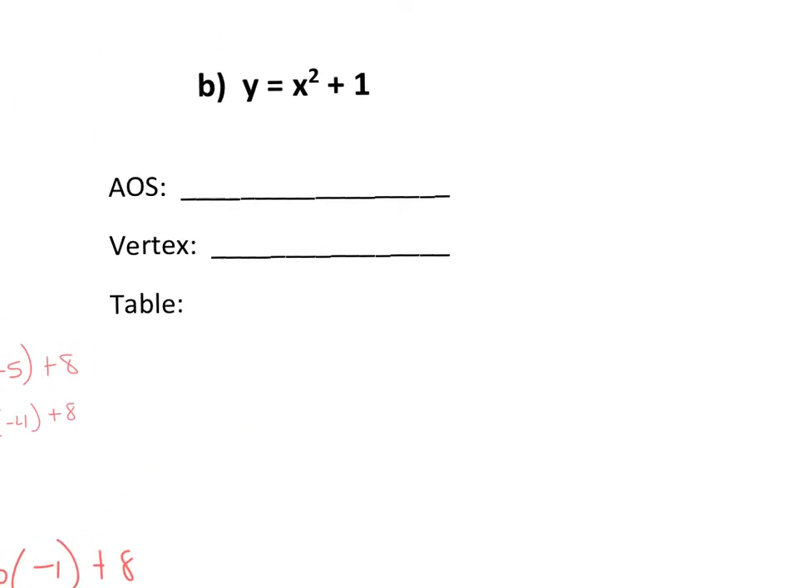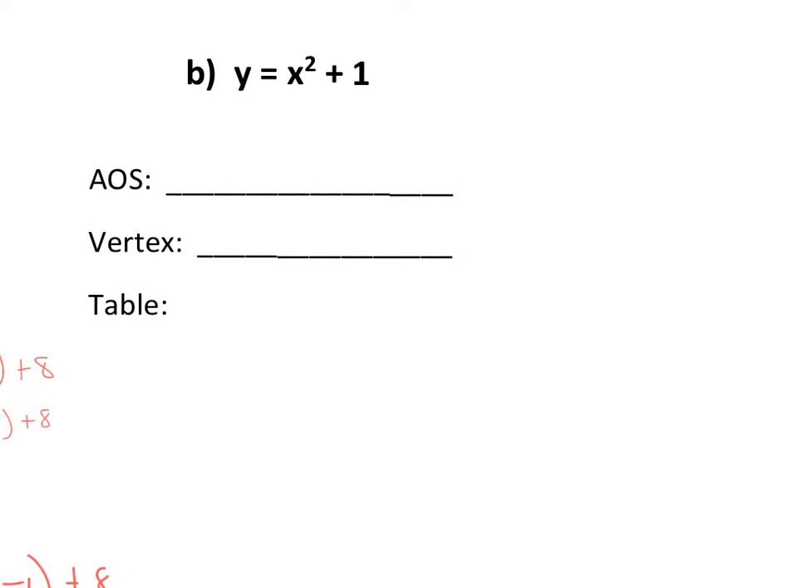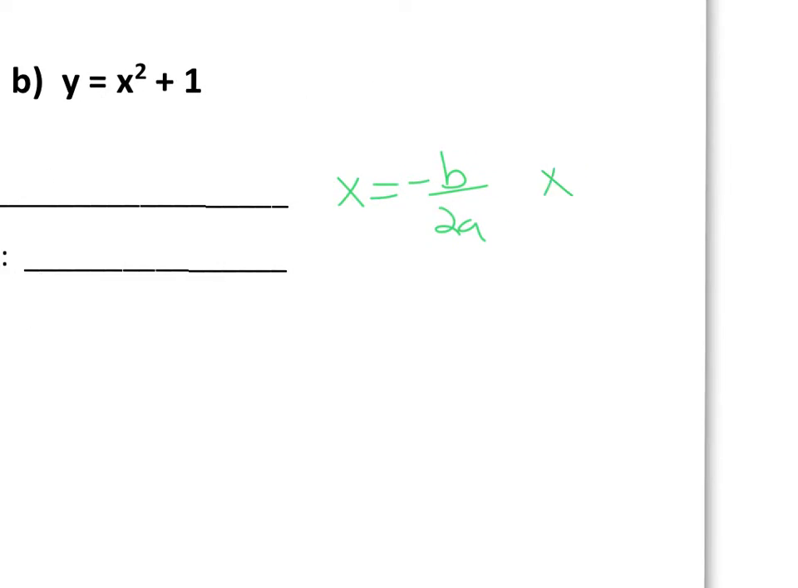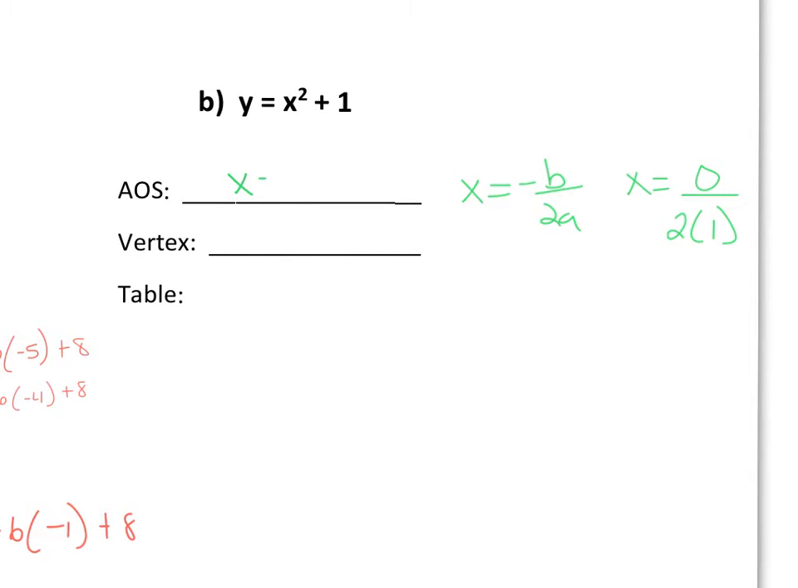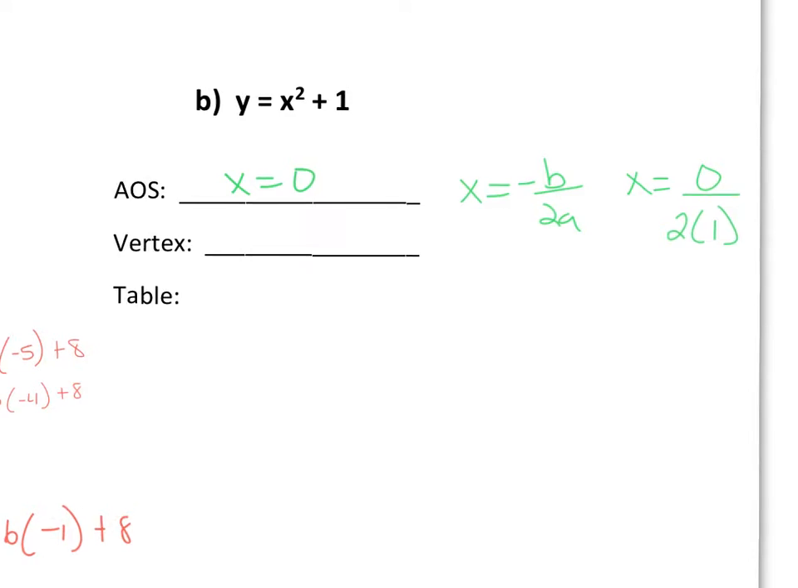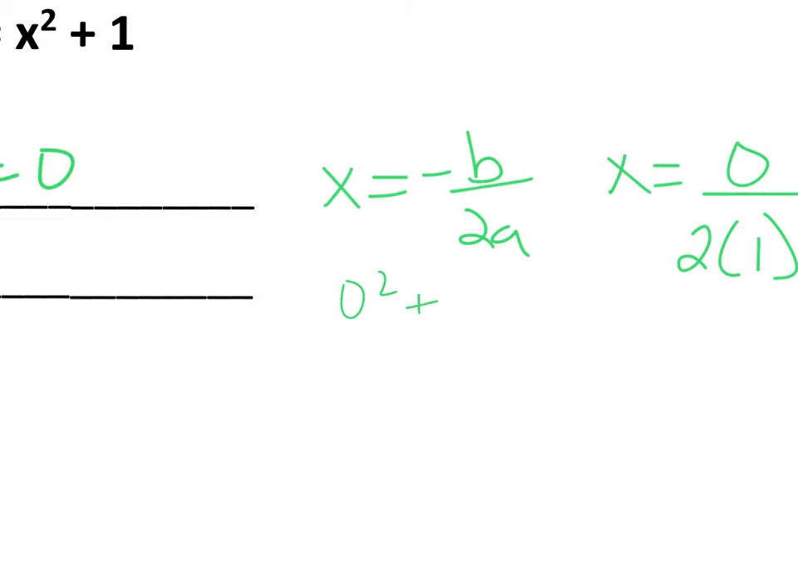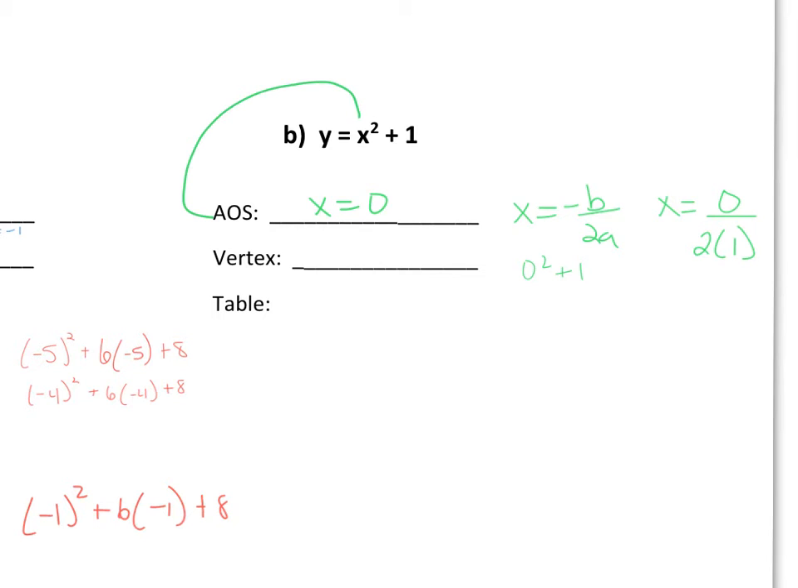We're going to look at B. It says y equals x squared plus 1. Now we're starting with our axis of symmetry, x equals negative b over 2a. The problem here is there's no x term in this equation. x is missing, so my b value is 0, over 2 times 1. Anything divided by 0 is 0, wait, 0 divided by anything is 0. So x equals 0. Now I'm going to plug this into my equation and get 0 squared plus 1, and when I plug in a 0, I get out a positive 1.